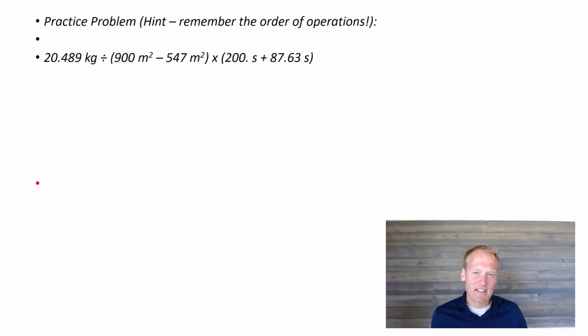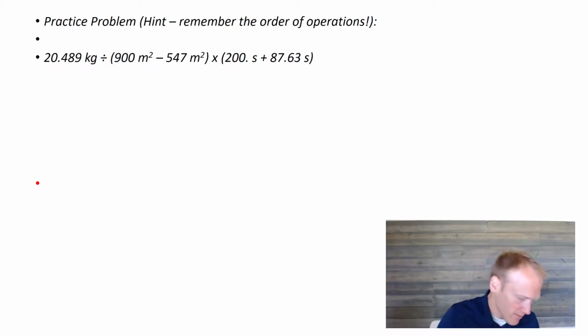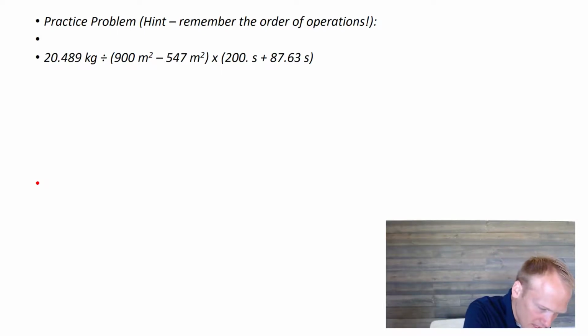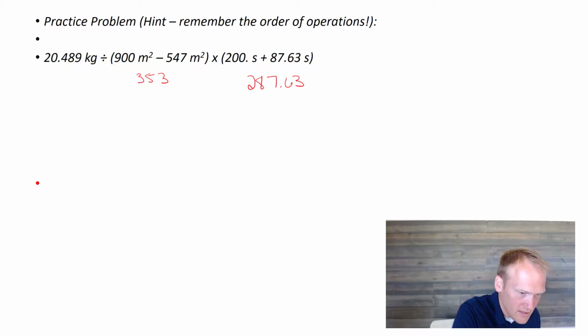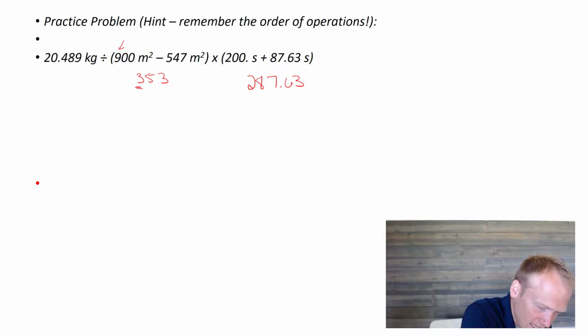Here's another example. This is a little complicated, but we're just trying to show you how to remember the order of operations. The first thing we do is subtract the 353, and these two numbers would add together to be 287.63. But now we need to round those based on addition and subtraction rules. This 900 only has significance to the hundredths place, meaning the 5 would round the 3 up, and this would round to 400.